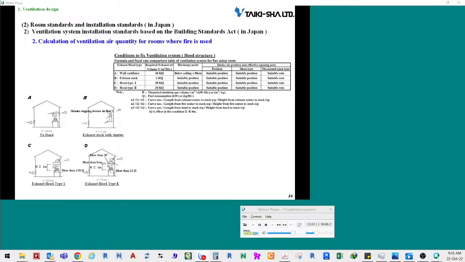Two, calculation of ventilation air quantity for rooms where fire is used. Requirements for calculation of ventilation air quantities for rooms where fire is used, including kitchens, are stipulated in the public notice on specifying methods of structural ventilation systems. The summary of them is shown on the slide. Constants to be used for the calculation formula are predetermined, based on the installation of equipment including ventilation fans and hoods. The requirements are classified in the list on the slide.